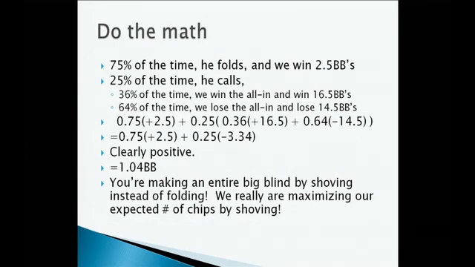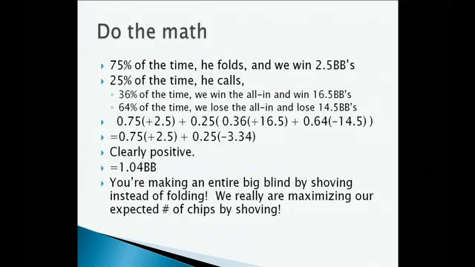And then when this happens, 36% of the time we're going to win the all-in, and we're going to win 16.5 big blinds, because we're going to win the 1.5, the small blind, the antes, plus his entire 15 big blind stack. 64% of the time we're going to lose, and we're going to lose 14.5 big blinds, which is how much we wagered to do this all-in. So you can do the calculation, and it's actually very positive. We're making an expectation of an entire big blind by going all in.